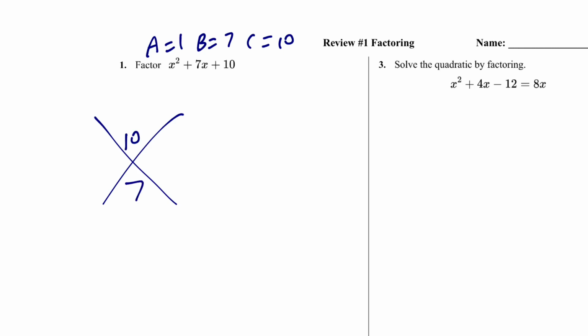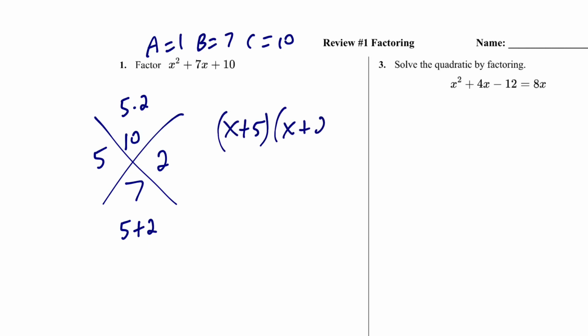We want to find two numbers that multiply to give us 10, like 5 times 2, and two numbers that add to give us 7. So these two numbers we write here, and we write in factored form like this.